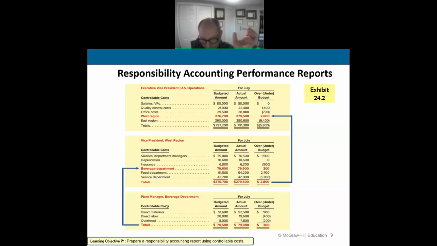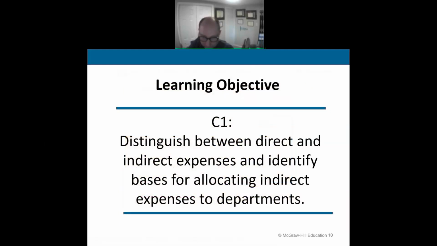So the unit or the department has the most amount of detail, and then it gets less and less as it goes up the chain. But we see how it flows, right? The totals from the department go to the region. The total from the region goes to the corporate office. And then everything gets totaled up. It all rolls up.